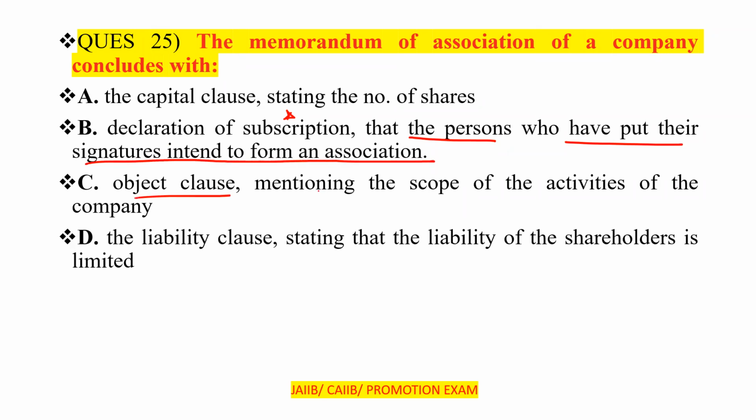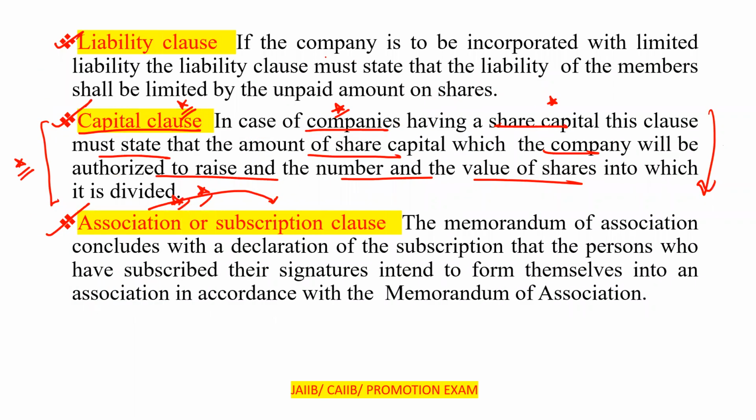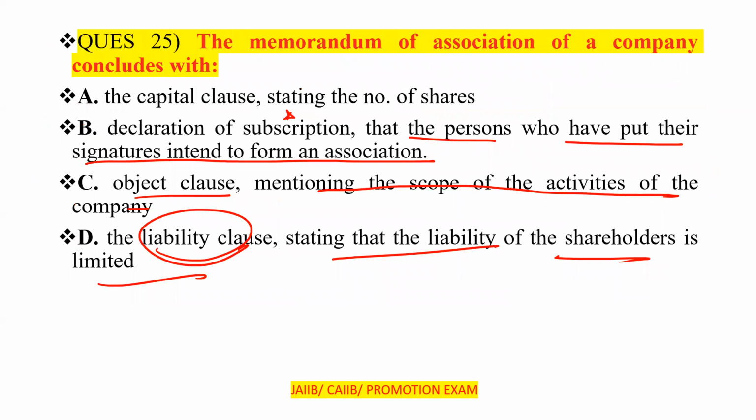Third one, the objective clause mentioning the scope of the activities of the company. Fourth one, the liability clause stating the liability of the shareholders is to be limited. Clear? If the company is to be incorporated with limited liability, the liability clause must state that the liability of the members shall be limited by the unpaid amount on shares. So please tell fast, what will be the correct answer here?